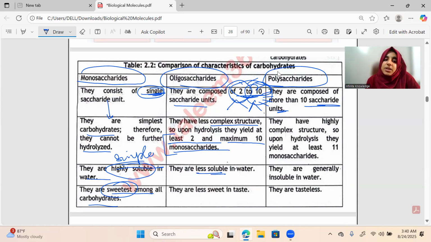And it is less soluble in water as compared to monosaccharides, but it is more soluble as compared to the polysaccharides, and they are less sweet in taste. Monosaccharides are the sweetest, then we have oligosaccharides, and then we have polysaccharides, which are absolutely tasteless.